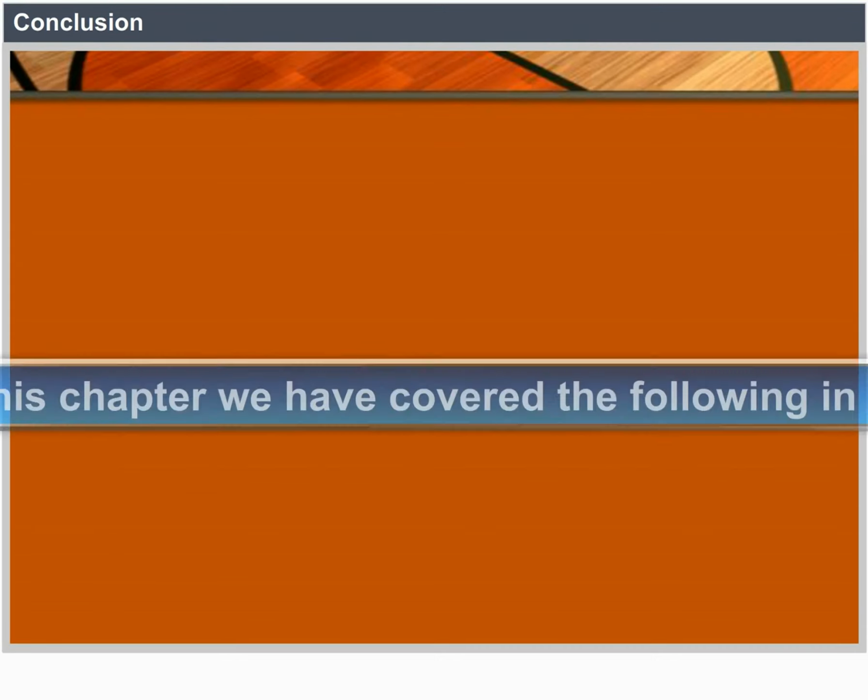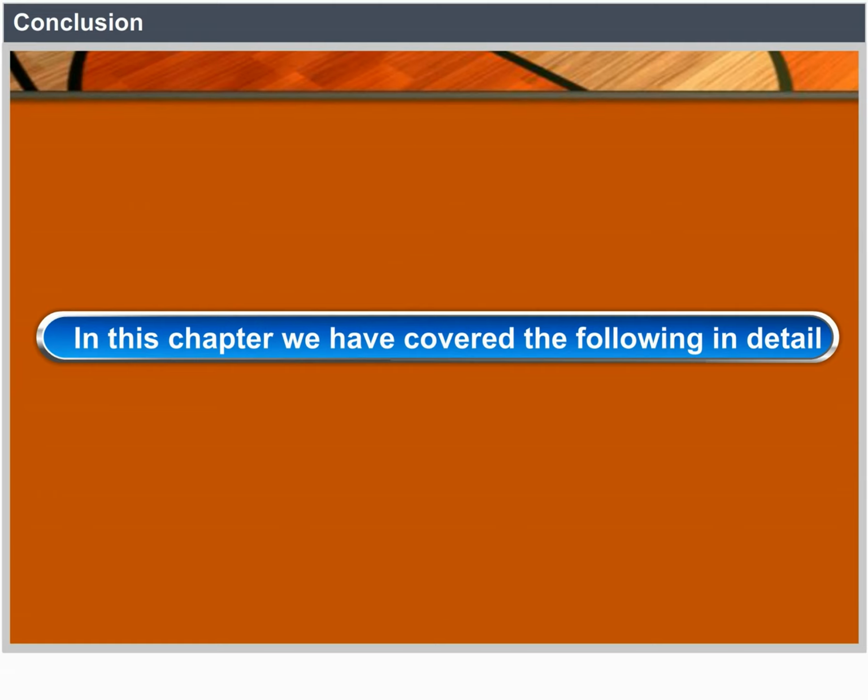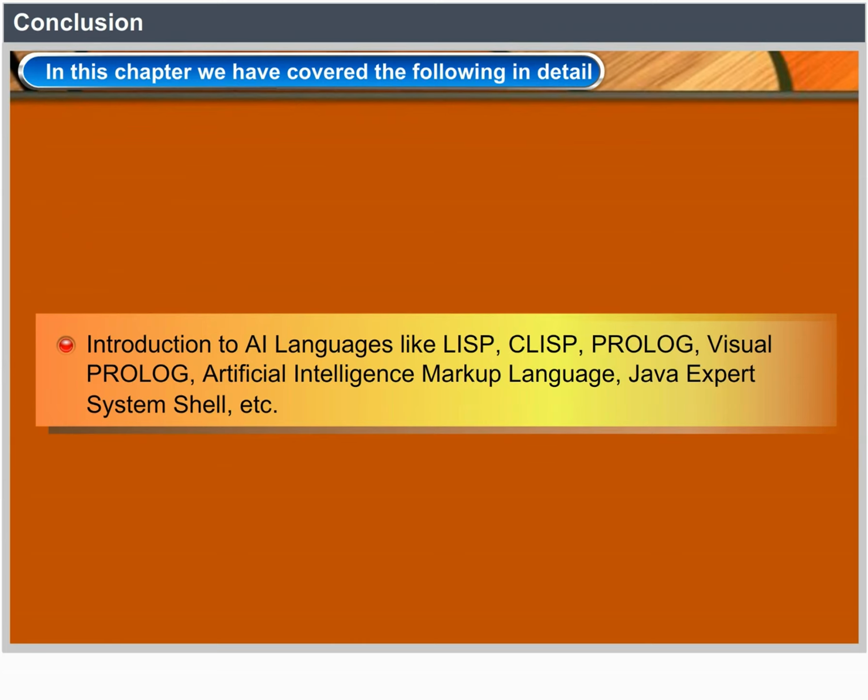Conclusion. In this chapter, we have covered the following in detail. Introduction to AI languages like Lisp, Common Lisp, Prolog, Visual Prolog, Artificial Intelligence Markup Language, Java Expert System Shell, etc.